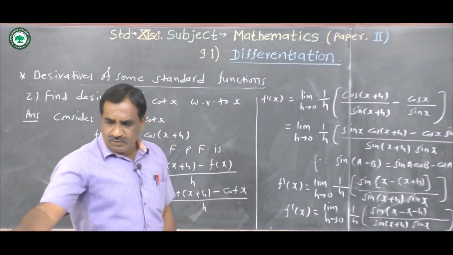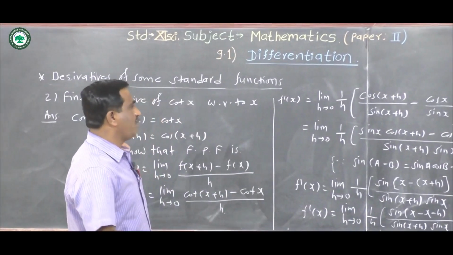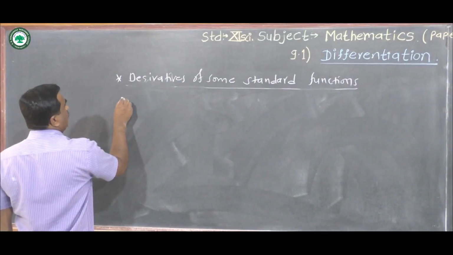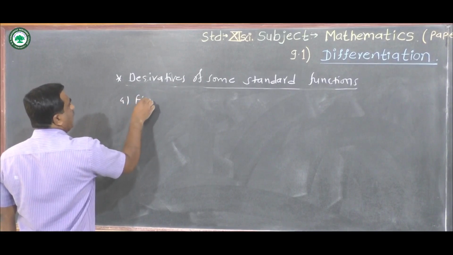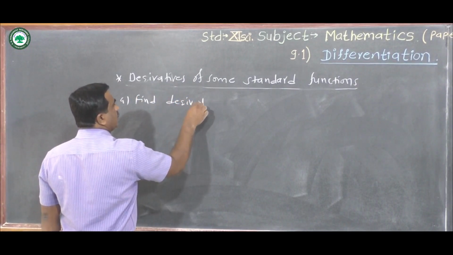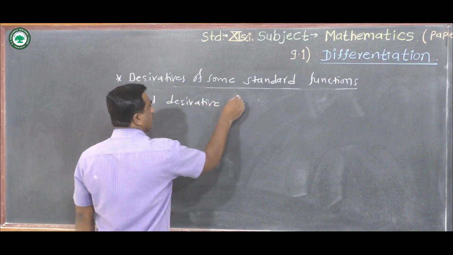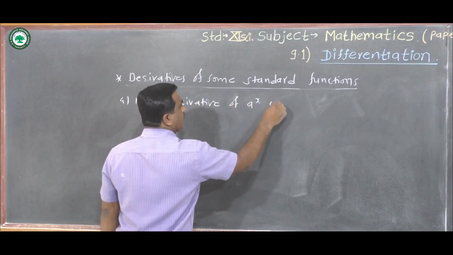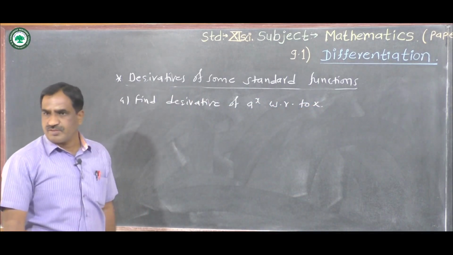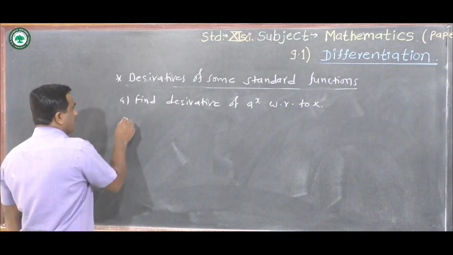Okay, now we see the next derivative of an exponential function, number 3 or number 4. Find the derivative of a raised to x with respect to x by using the first principle formula. Okay, answer.